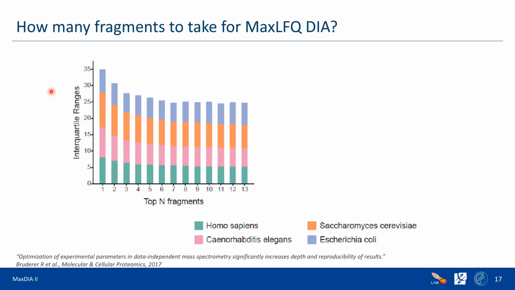So increasing this value further and further, we are actually getting better quantification. And what do I mean by better quantification? For each species, we are quantifying interquartile ranges.